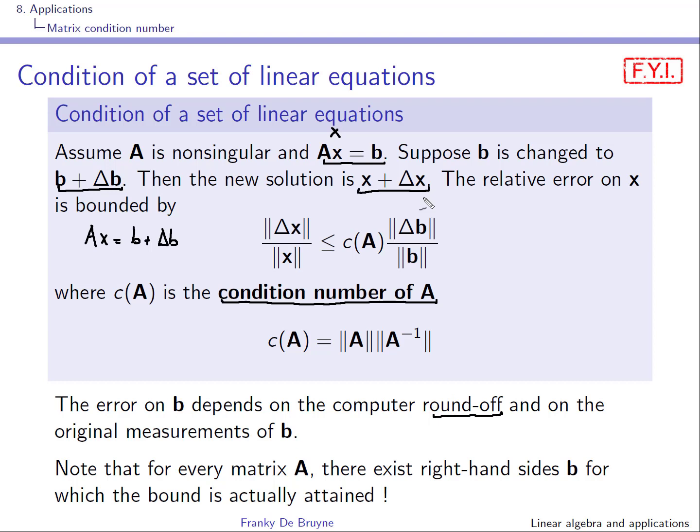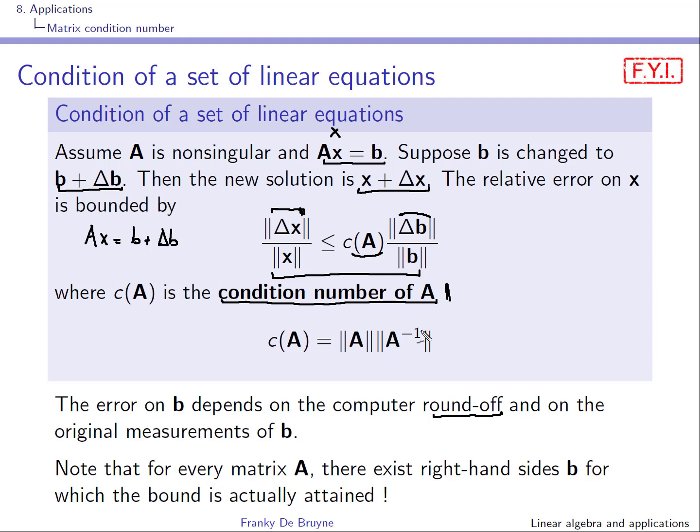What I would like, if the system of equations is well posed, is that if delta b is small, I would like a small relative error on x. And this is the relative error. So I would like an equation of the type where the relative error of x is bounded by the relative error on b times something, and this something is the condition number, and I want it to be as small as possible.